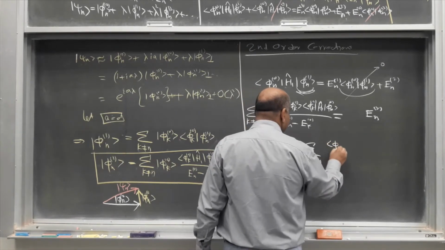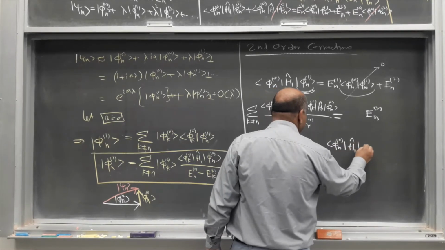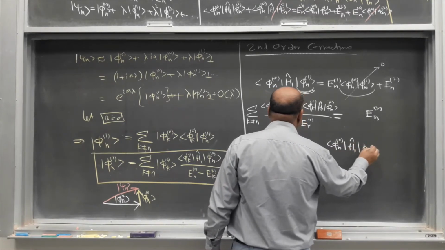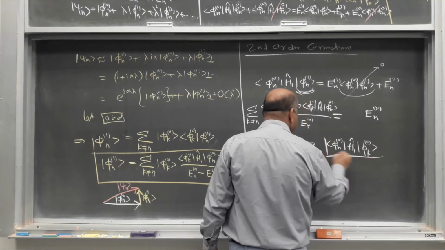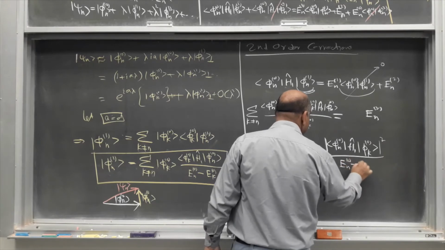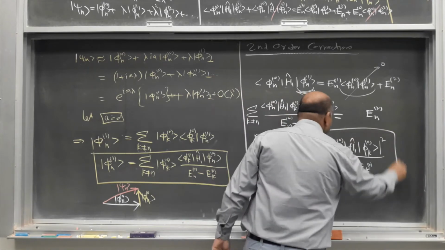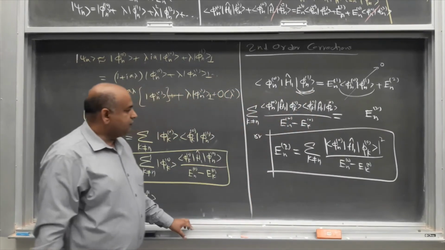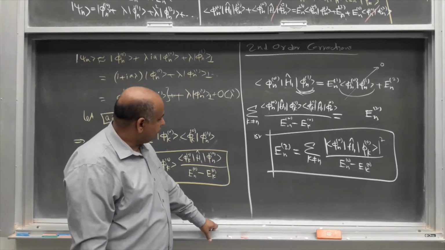n, phi n0 h1 phi k0 mod square over En0 minus Ek0. So these are our corrections, second order corrections to the energy.